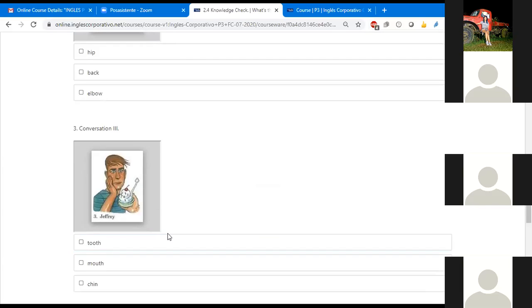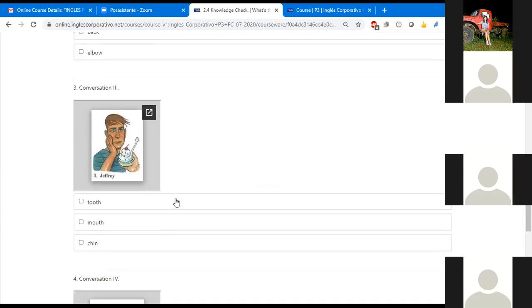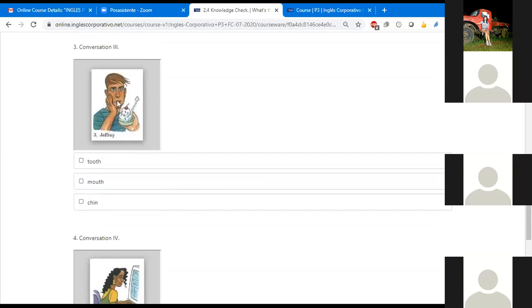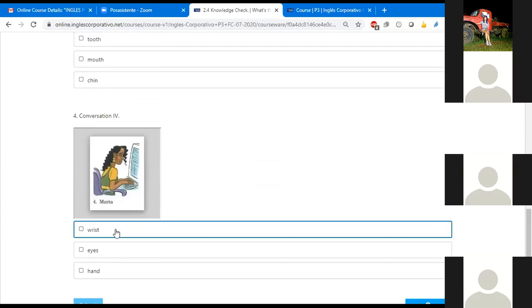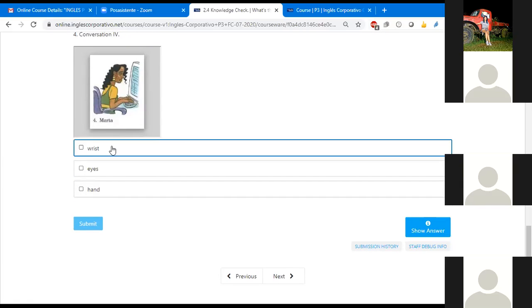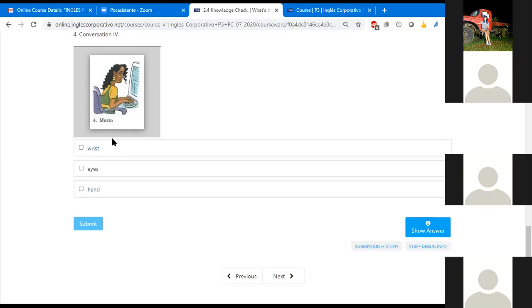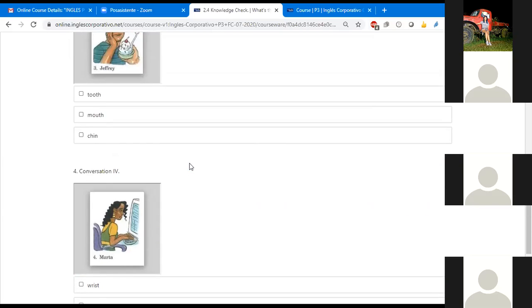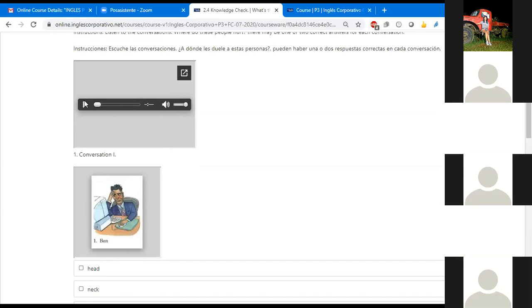Elbow. Remember, it's the part. Codo. Then you have the tooth. Only one, singular. The dientes. It's only one, singular. Mouth, all the mouth. La boca. Or the chin, remember the chin? Here, right? Barbilla. Then you have the wrist. This part, right? Here, where you put the watch, la muñeca, right? Eyes, and the hand. Okay, so now listen and let's check the answers.